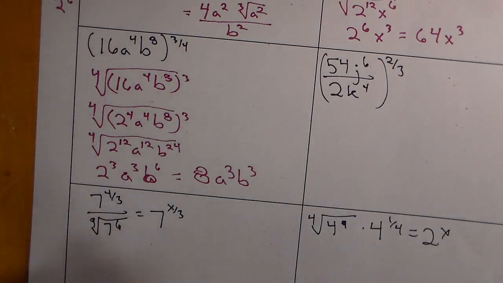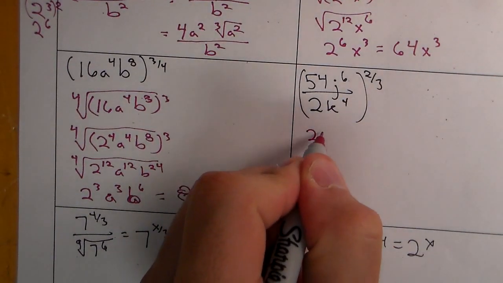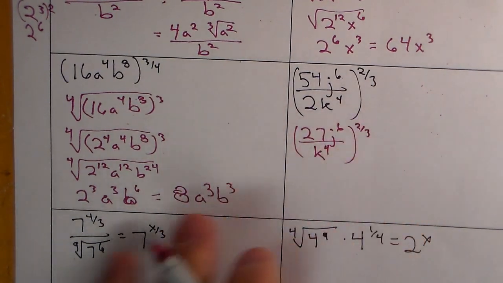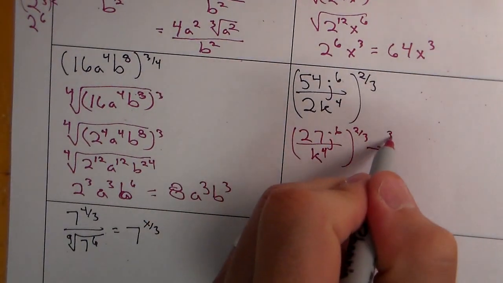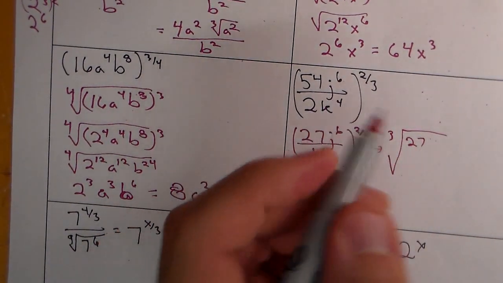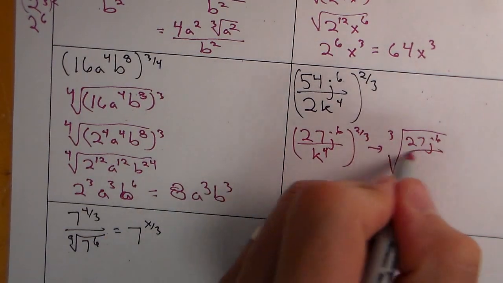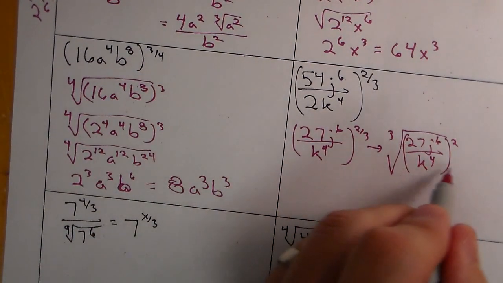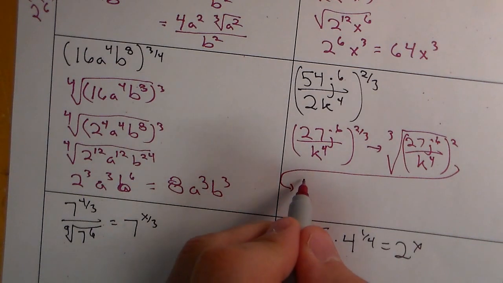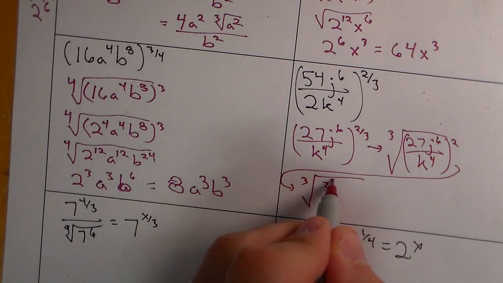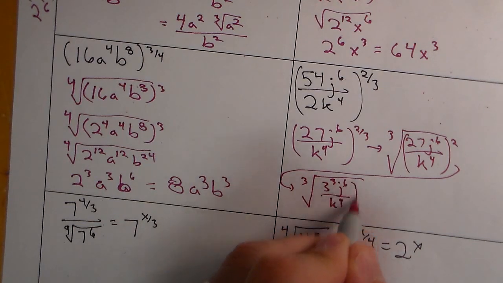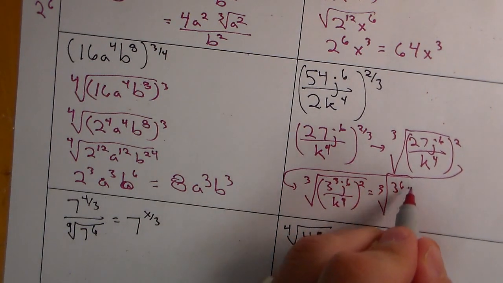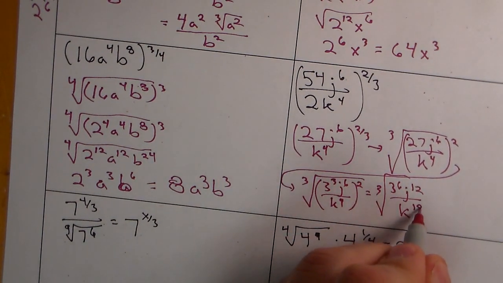For our next problem, I'm going to simplify inside the parentheses first. We get 27j to the 6th over k to the 4th, and that's to the 2/3. We're going to change this now to radical form. It's the cube root of 27j to the 6th over k to the 4th, and all of that is squared. 27 being 3 to the 3rd, we're going to go 3 to the 3rd, j to the 6th, k to the 4th, quantity squared. Now that's going to be 3 to the 6th, j to the 12th, k to the 18th.